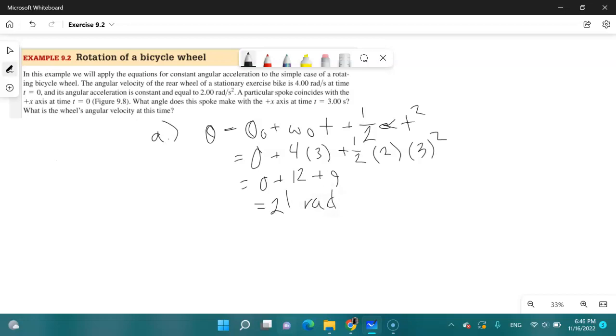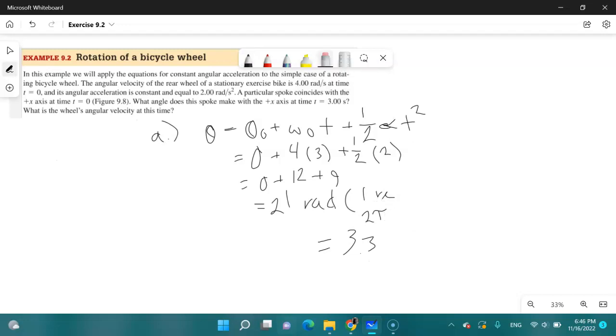And then if we want to convert the radians to revolutions, we would do 1 revolution is equal to 2 pi radians, because 2 pi is a full 360. And this would leave us with an angle of 3.34 revolutions.